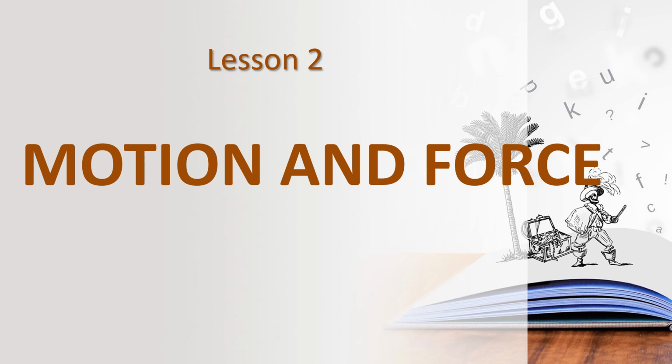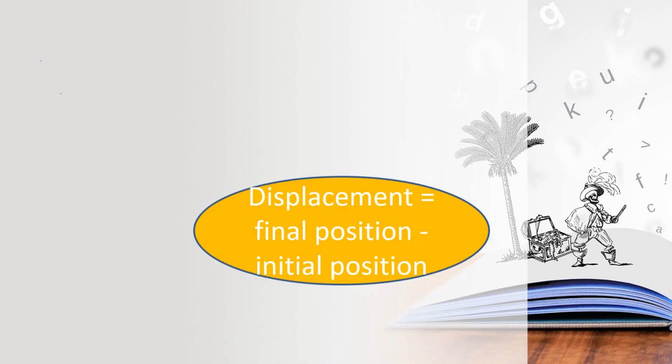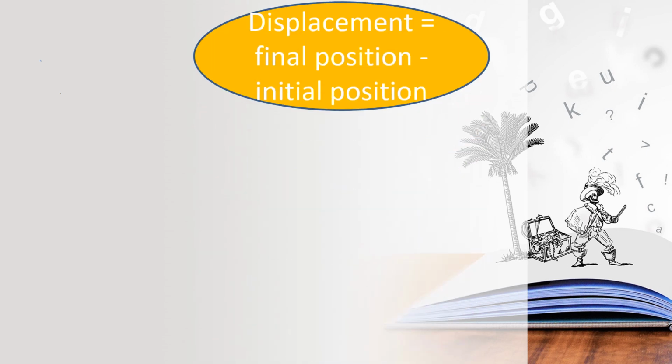We have learned that when the velocity of a body changes constantly, the acceleration is called uniform acceleration. Already we have learnt about displacement. What does displacement mean? The shortest distance. So how will you find the displacement? Final position minus initial position.